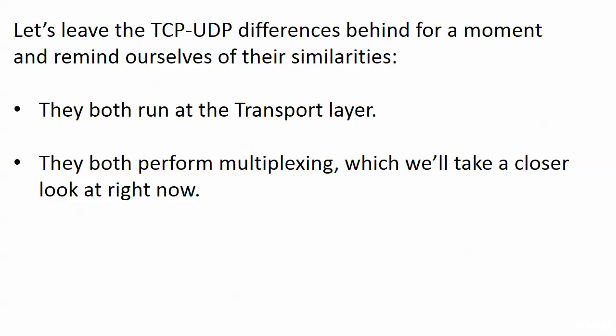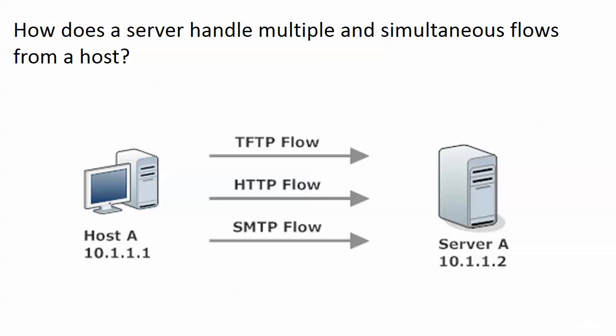Now let's have a look at multiplexing here and see exactly what's going on, what's getting plexed, if you will, and why it's happening multiple times. Well, the multiple part really comes in here at the beginning because the first question, when we look at a situation like this, where host A at 10111 is sending three separate flows of data to server A.